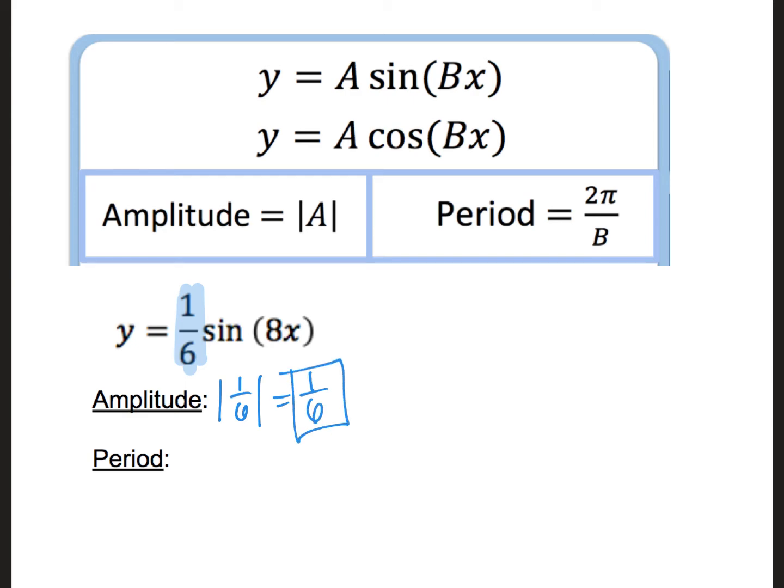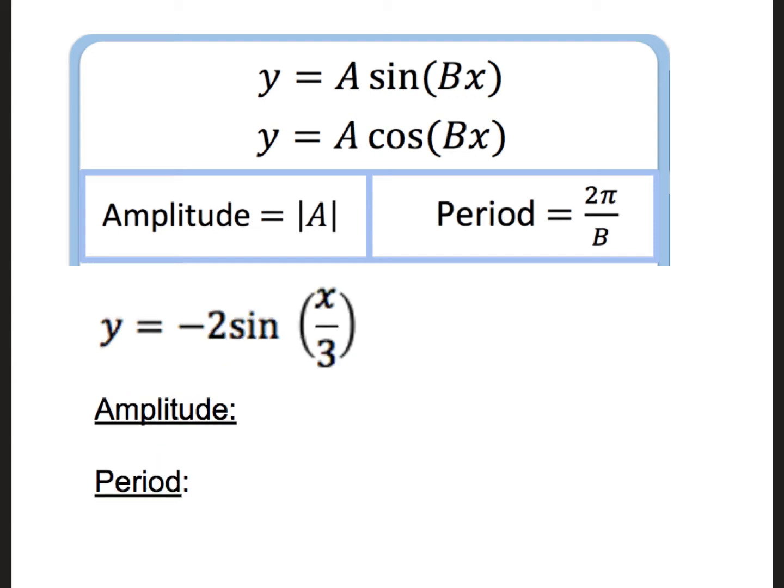For our period, we need to do 2 pi divided by b. So in this case, the b value is 8. So we are going to do 2 pi divided by 8. And now we can simplify that a little bit. I know I can divide 2 and 8 by 2, so I'm going to divide the top and the bottom by 2. When I do that, 2 divided by 2 gives me 1, so I'm just going to have pi left up there. And then 8 divided by 2 is 4, so we have pi over 4. This is the same as 1 pi over 4, so if you want to type in the 1, that's cool. If you just want to leave it as pi over 4, that's totally fine as well.